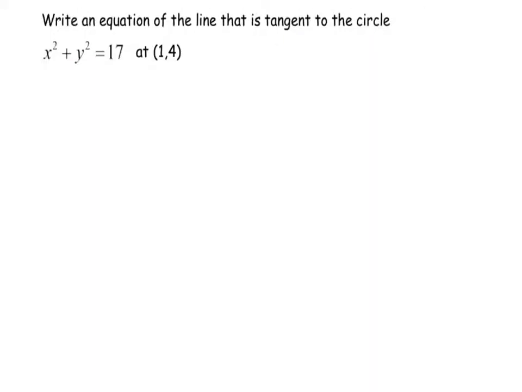In our next example, we'll have to write the equation of the line that is tangent to the circle x squared plus y squared equals 17 at the point (1, 4). So the first thing I am going to show you is what a tangent line is. If I have a circle and I draw a line that is tangent to this circle, it will intersect the circle at one point, which is called a point of tangency.